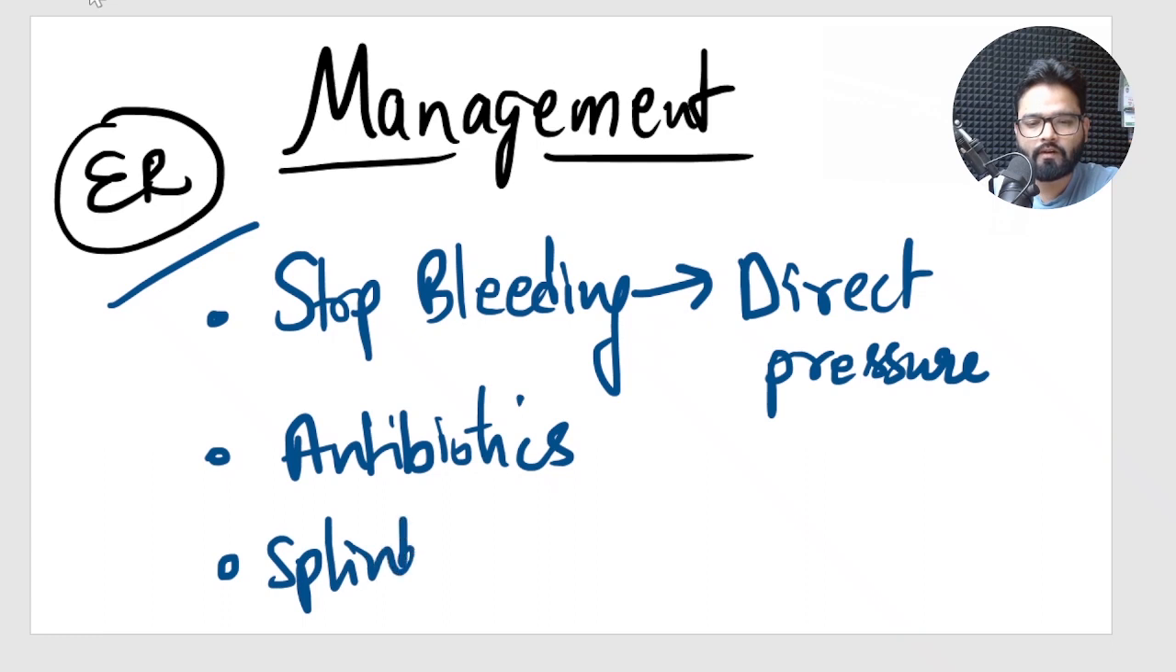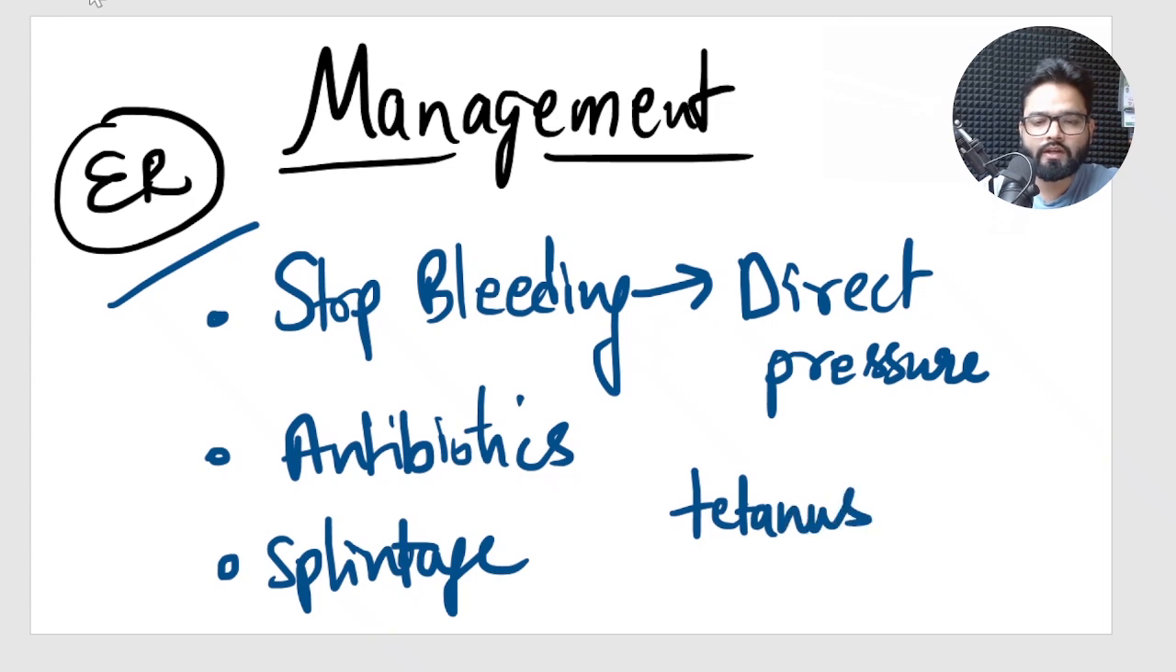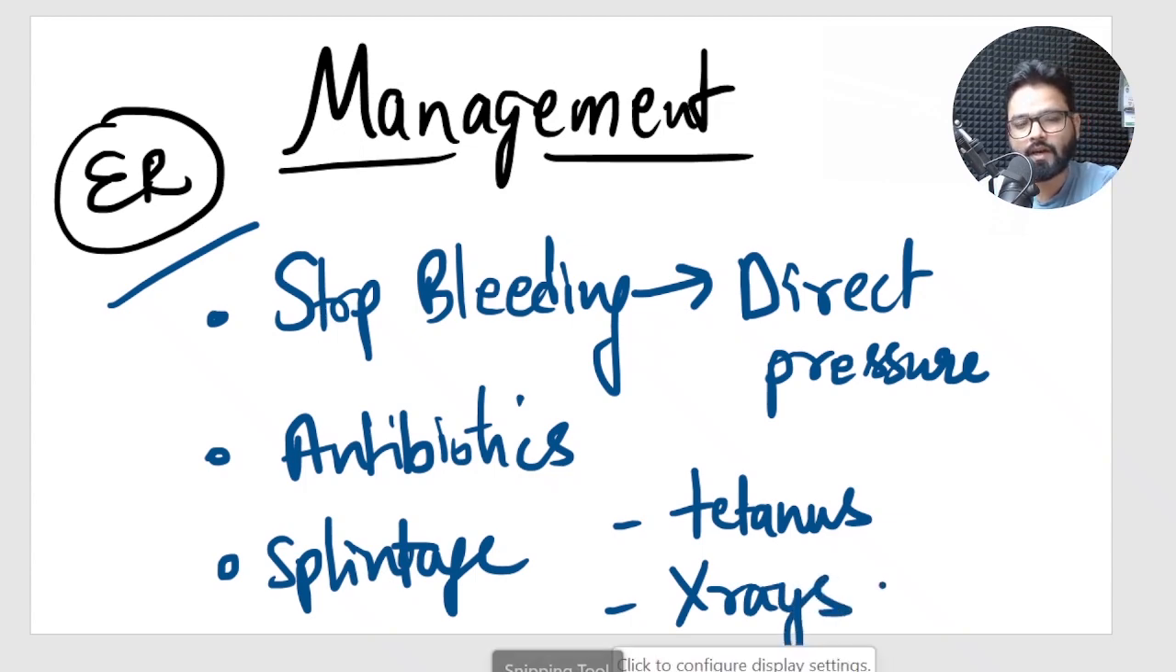A proper splintage should be given to the patient so that the limb gets stabilized and it does not dangle due to the fracture. Along with antibiotics, tetanus immunization should also be given, and finally the x-rays should be performed and the patient should be assessed and prepared for operative intervention.